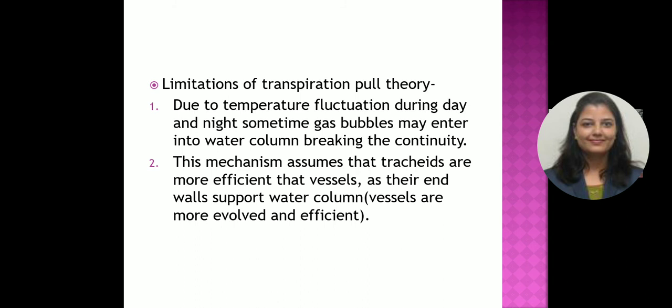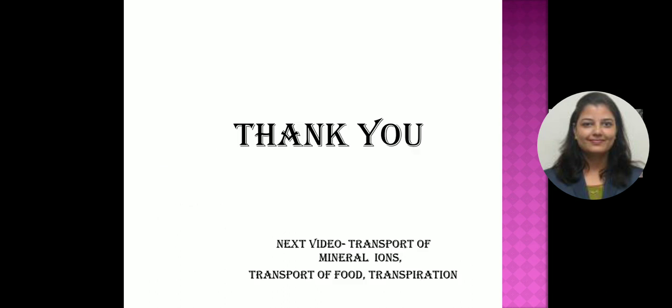There were some limitations of the transpiration pull theory. Number one, due to temperature fluctuation during day and night, sometimes gas bubbles may enter the water column which break the continuity. Number two, this mechanism assumes that tracheids are more efficient than vessels as their end walls support water columns, but vessels are more evolved and efficient. So these two are the limitations of the transpiration pull theory.